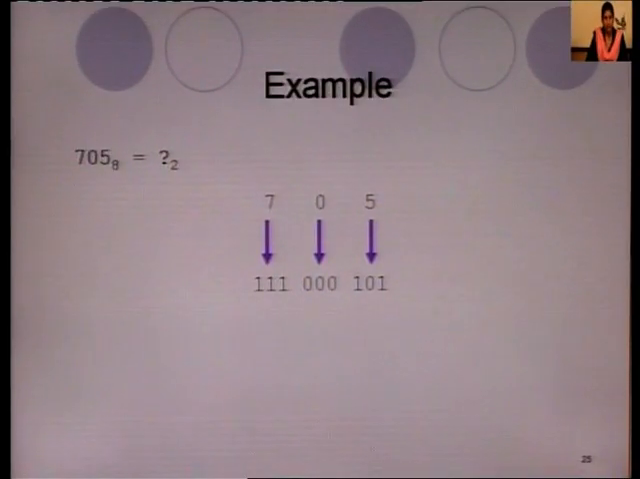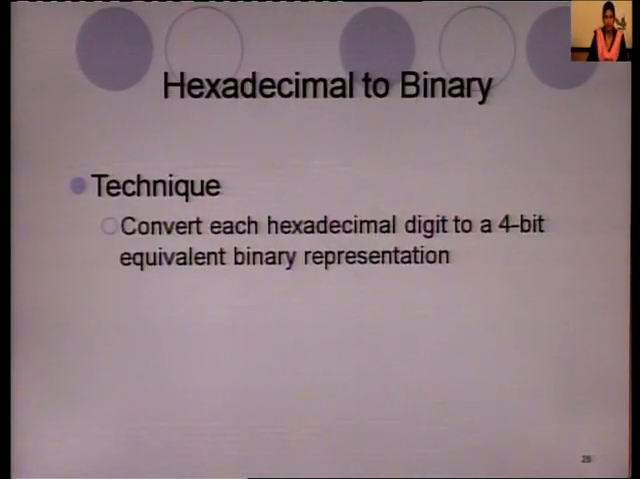We will represent each digit of the octal number system by 3 bits, and then combine these values, and we get the octal number in binary, that is 705 having base 8 is equal to 111000101 having base 2. Now we will study how to convert a hexadecimal number to a binary number system.